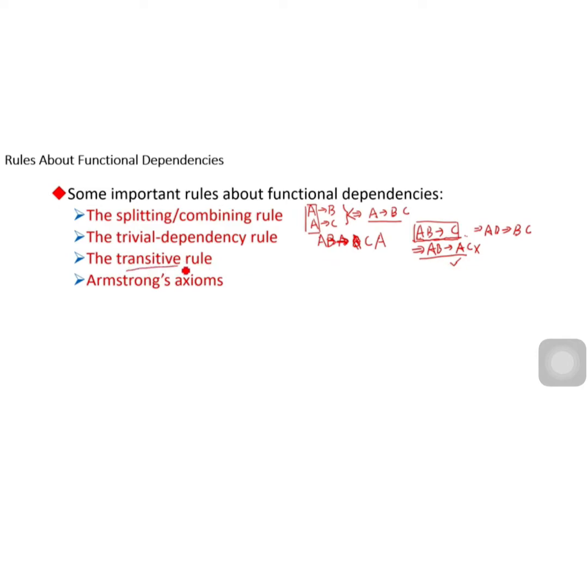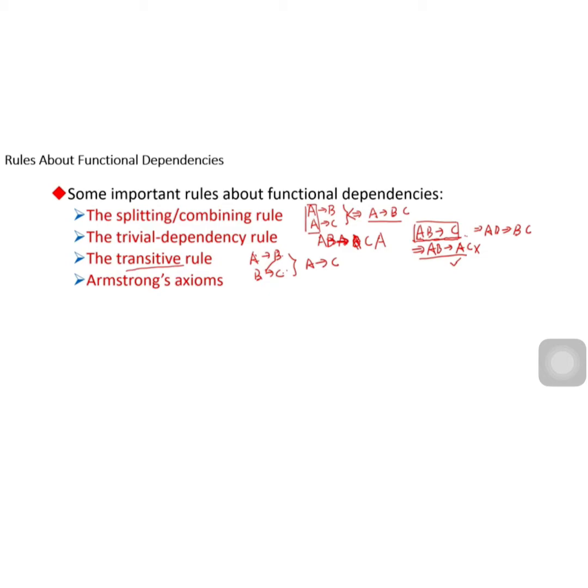Transitive rules. What is the transitive rule? If A functionally determines B and B functionally determines C, if these two FDs hold in the relation, then we can get A functionally determines C. This is trivial. A to B, B to C, then we can get A functionally determines C. And Armstrong's axioms are also very important rules.